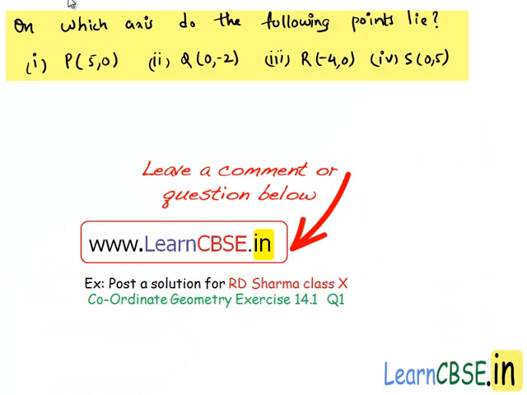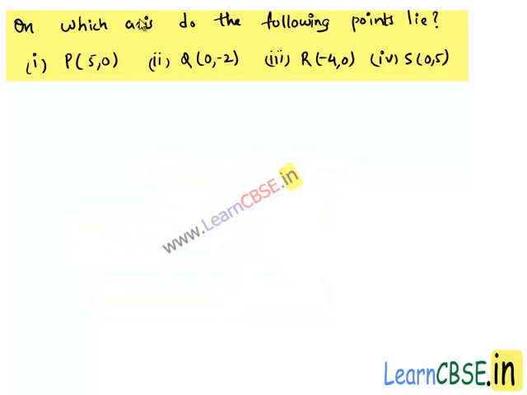Chapter number 14, exercise 14.1. Let's see the first question. On which axis do the following points lie? In the first bit P (5, 0), second bit Q (0, -2), third bit R (-4, 0), fourth bit S (0, 5). Moving on to the solution.